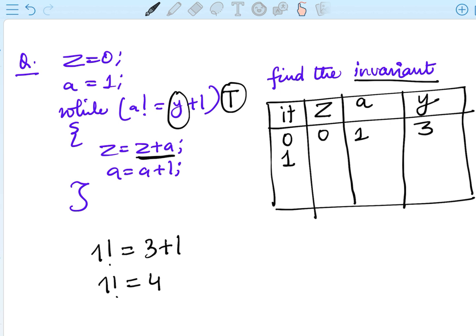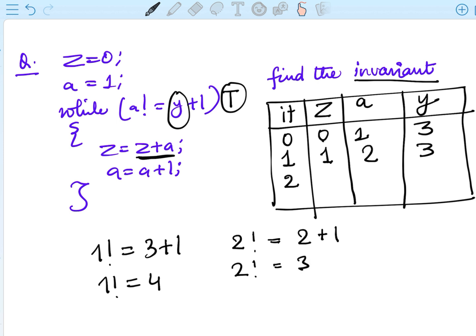And z equals z plus a. Z plus a is 1. A equals a plus 1, which is 2. And y remains 3. Correct? Now, because this is user assumed. Now, second time, 2 is not equal to 2 plus 1, 2 plus 1 is 3. This is 3.